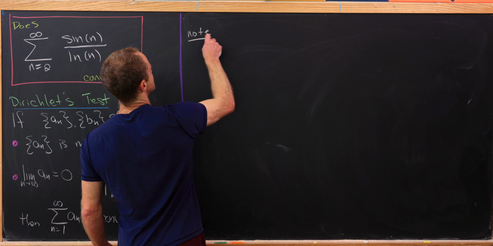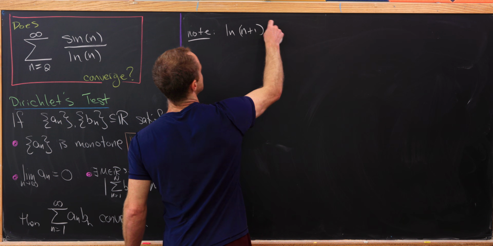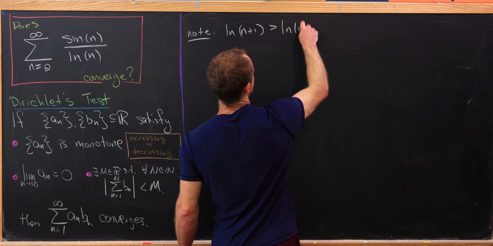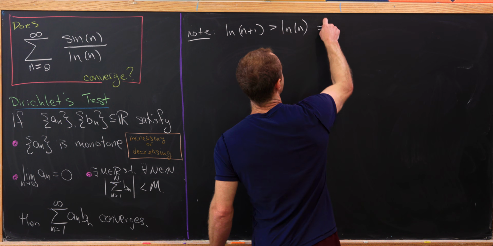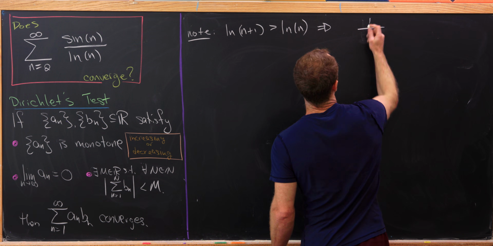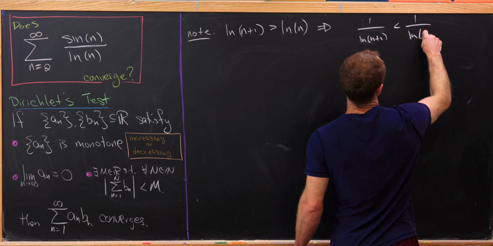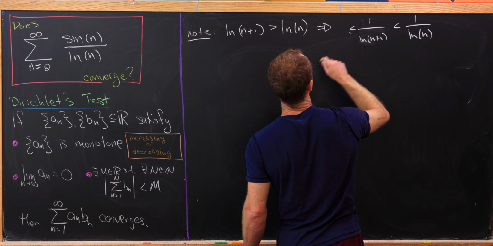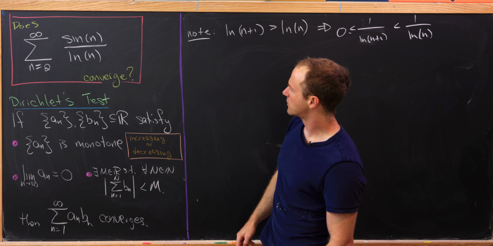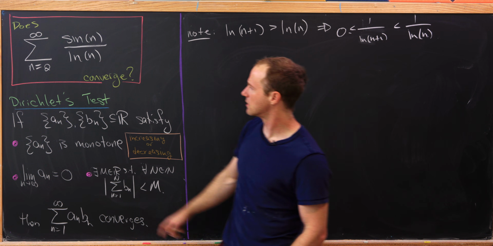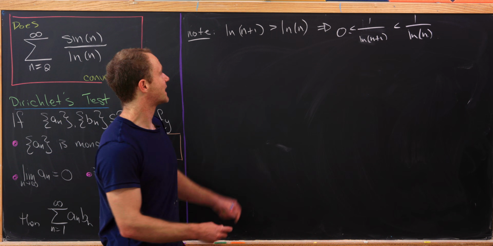So let's note that the natural log of n plus 1 is clearly bigger than the natural log of n. The natural log function is well known to be increasing, but that means that 1 over the natural log of n plus 1 is less than 1 over the natural log of n, and they're both bigger than or equal to 0. And so the fact that they're bigger than or equal to 0 follows from the fact that we're starting here at n equals 2. Okay, so that's good.